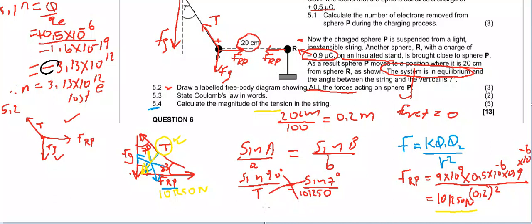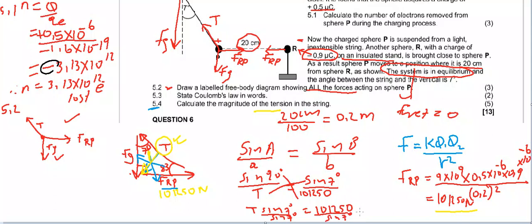Press calculator. So we have T times sine 7 degrees, which is equal to sine 90, which is 1, times 10,1250. To get T, let's divide by sine 7 degrees on both sides.